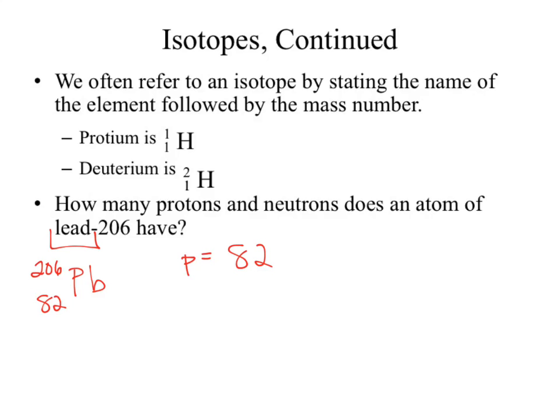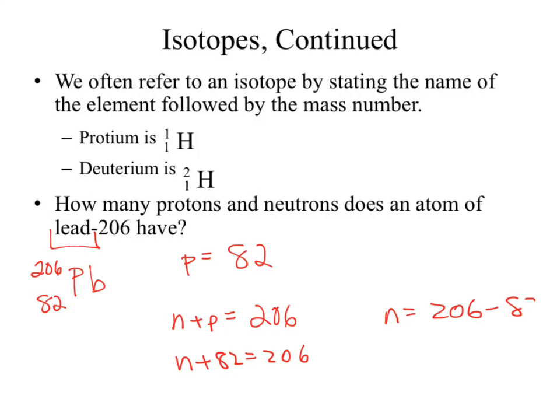To figure out our number of neutrons, neutrons plus protons equals 206. Neutrons plus 82 equals 206. Our neutrons equal 206 minus 82. It's a goofy looking 8, but it's an 8. Questions about that?